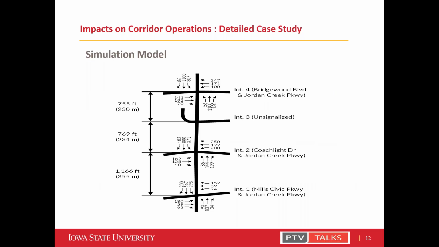For the last experiment, to analyze the impacts of phase sequence on corridor operations, we created a VISSIM model using a section of Jordan Creek Parkway in West Des Moines, Iowa, with 3 signalized intersections. As we see here, this is our corridor with 3 signalized intersections and their volumes.